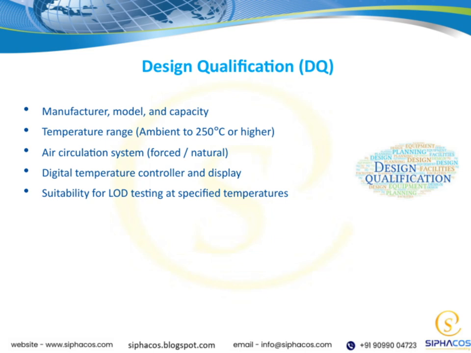We also need to consider the air circulation system. Whether it's forced or natural circulation, this impacts how evenly the temperature is distributed inside the chamber, which is essential for consistent test results. A digital temperature controller and display are important features because they provide precise control and easy monitoring of the temperature during testing. This level of accuracy helps us maintain conditions within specified limits.